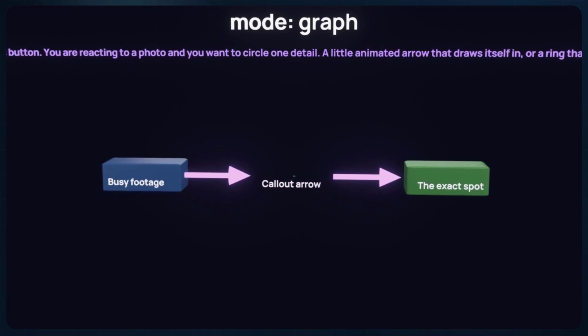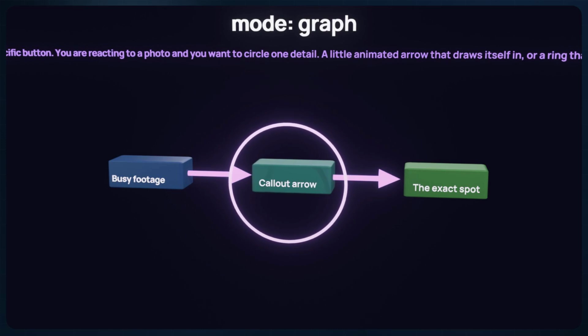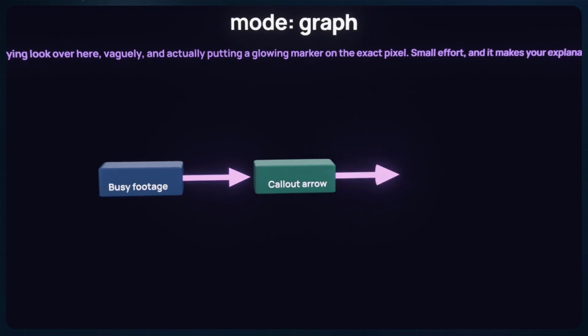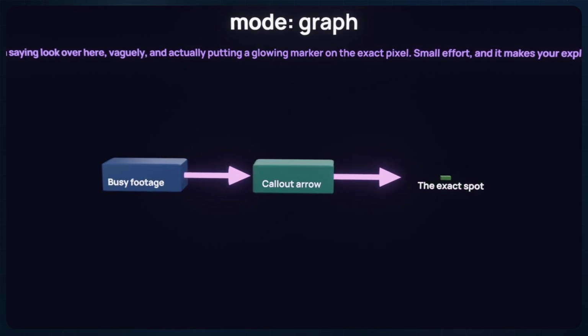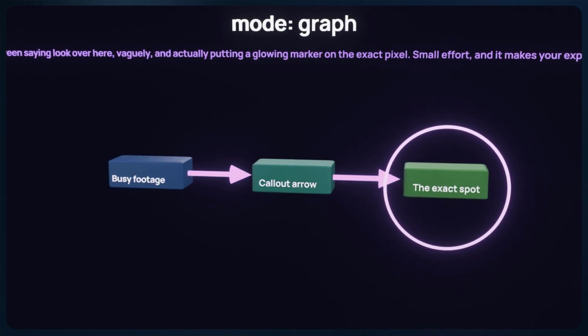A little animated arrow that draws itself in, or a ring that pulses once around the spot, removes all doubt about where to look. It is the difference between saying "look over here" vaguely and actually putting a glowing marker on the exact pixel. Small effort, and it makes your explanations dramatically clearer.